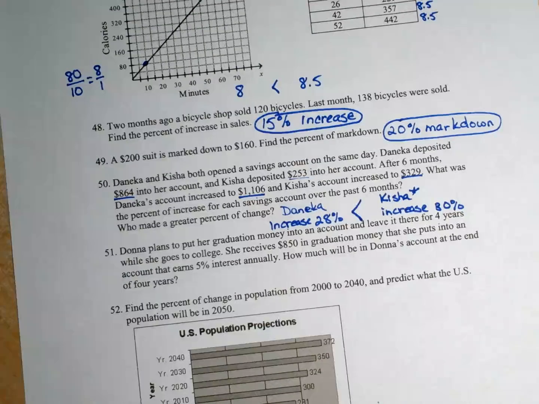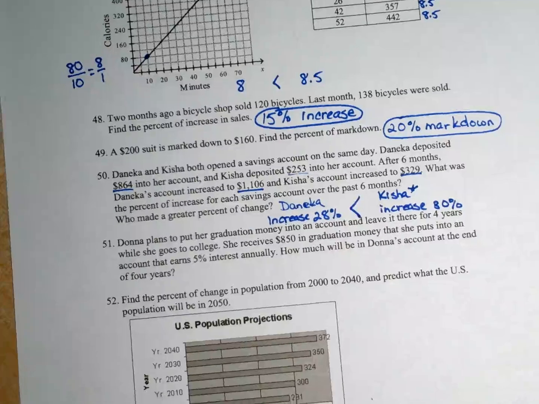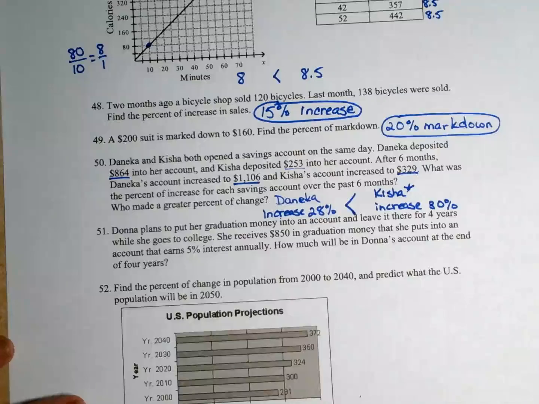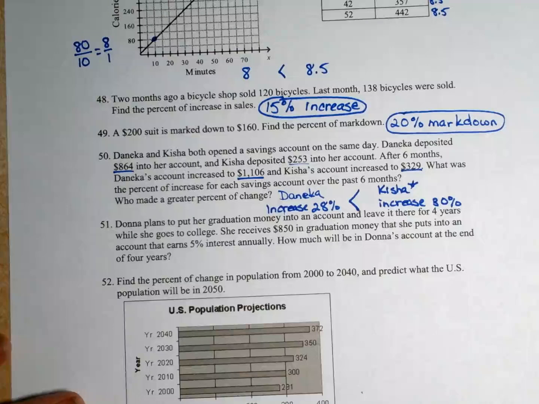All right, 51. Donna plans to put her graduation money in an account and leave it there for 4 years while she goes to college. She receives $850 in graduation money that she puts into an account that earns 5% interest annually. How much will be in Donna's account at the end of 4 years?